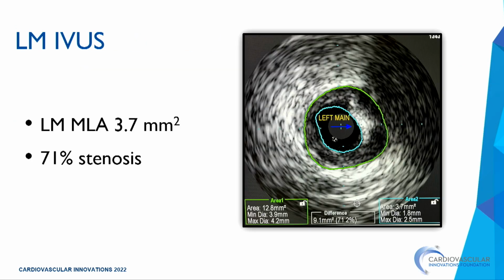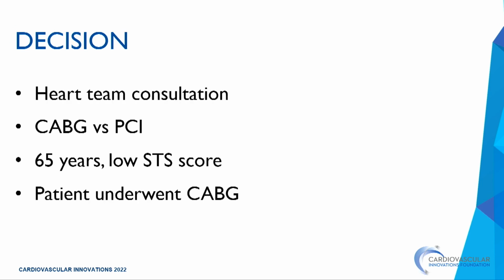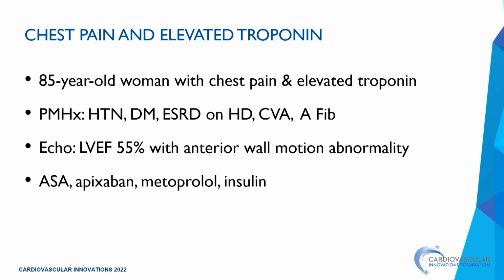As we're pulling out to finally evaluate the patient's left main disease, indeed his MLA was 3.7 millimeters squared, suggesting 70% stenosis. So based on this, when the patient was evaluated by the surgical team or heart team, and because of his low STS score of 65, the patient went for CABG. Again, this is to complement how physiology and imaging can help you guide your therapy.